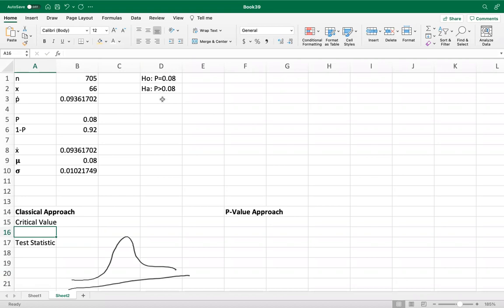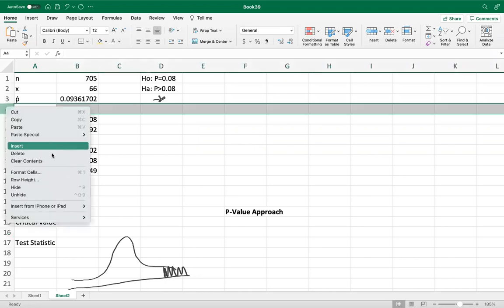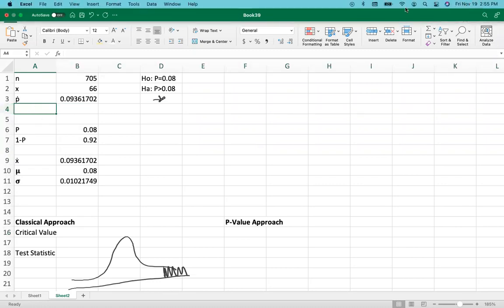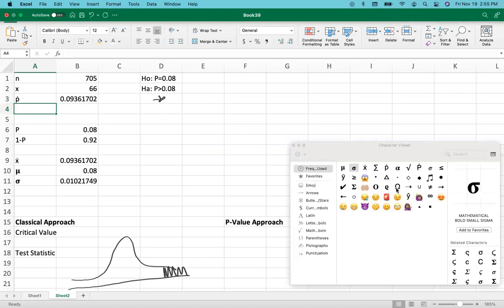P being greater than 0.08, notice that this arrow is pointing in this direction, so we're going to have a right tail test. Now looking at the rest of the data, we didn't write it down, so let's throw that right here, because they did mention alpha equaling 0.05.